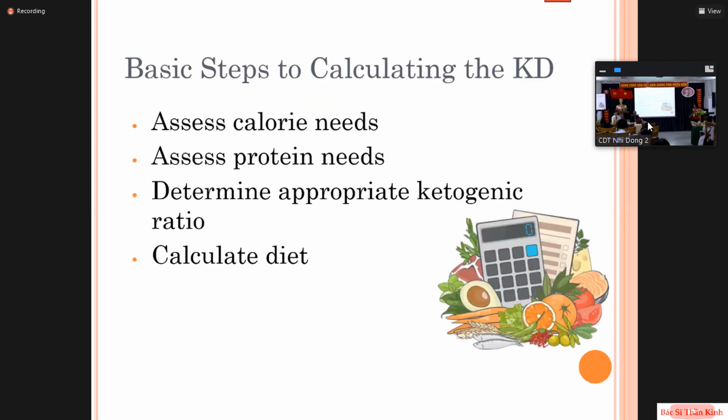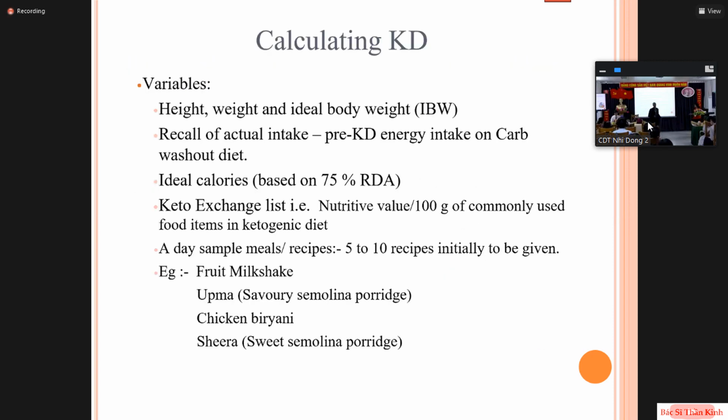What are the basic steps to calculating the classical ketogenic diet? We first assess the patient's calorie needs. We also assess the protein needs. With this, we determine the appropriate ketogenic ratio. And then last, we proceed with the calculation of the diet. The variables that we consider before calculating the classical ketogenic diet: we take the patient's anthropometric measurements like height and weight, and with this we calculate their ideal body weight. We also take a 24-hour recall of the patient's actual intake before initiating the ketogenic diet. With this, we can assess the patient's appetite and their daily calorie consumption.